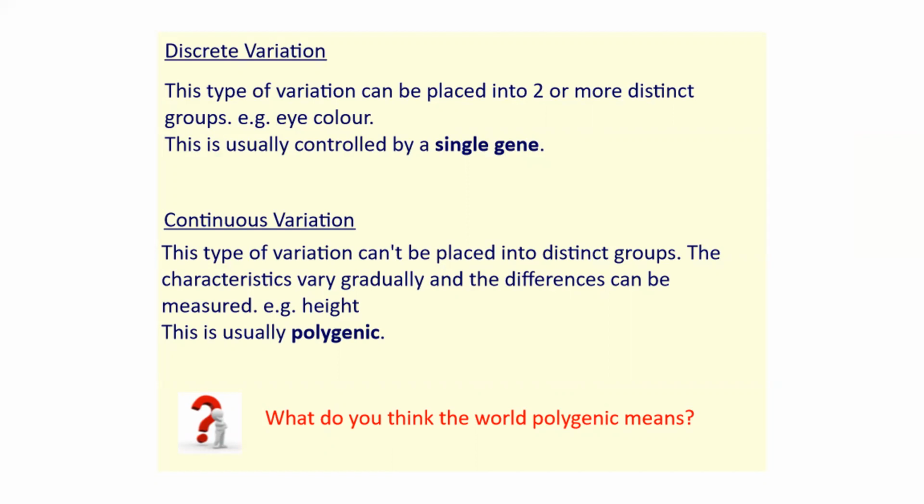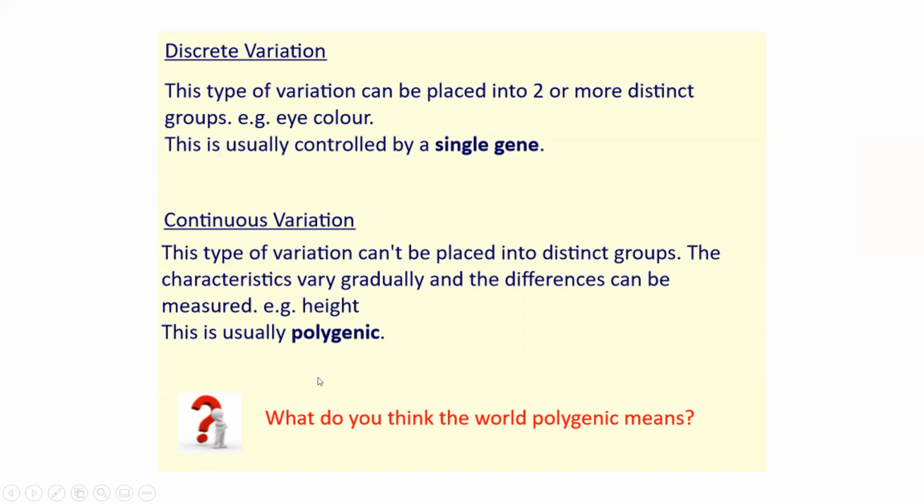There are only two versions of this gene, the tongue rolling gene. We can or we can't. Another good example might be to do with the shape of your ear. So some people have what we call an attached earlobe or a detached earlobe. Again, only two forms of this gene, this single gene. So we call that discrete variation.